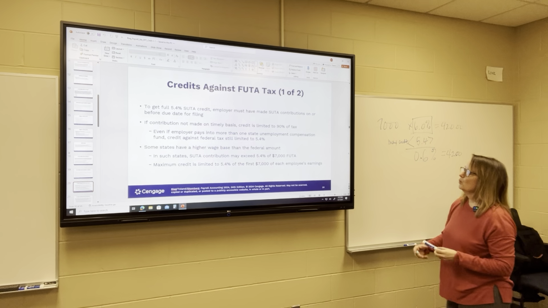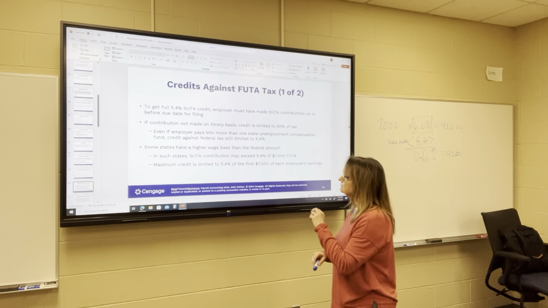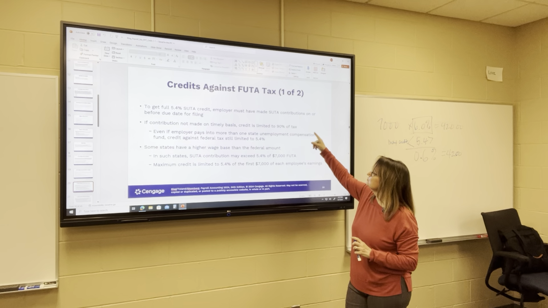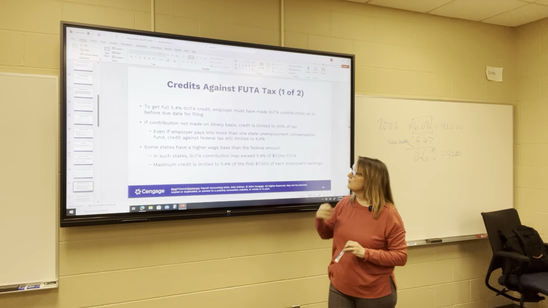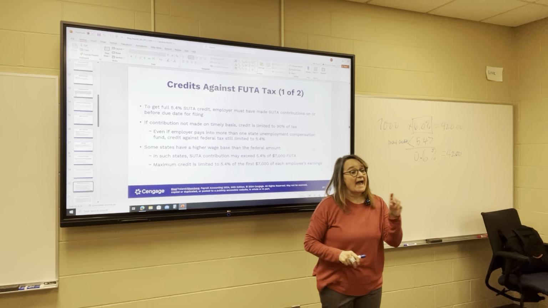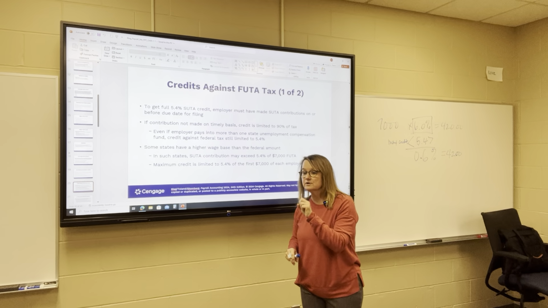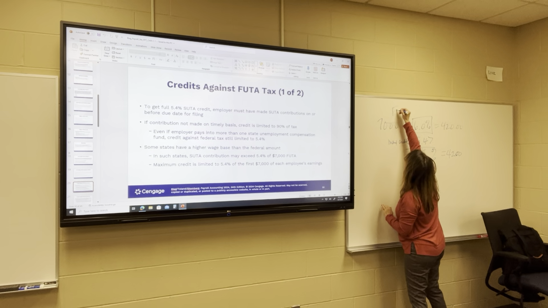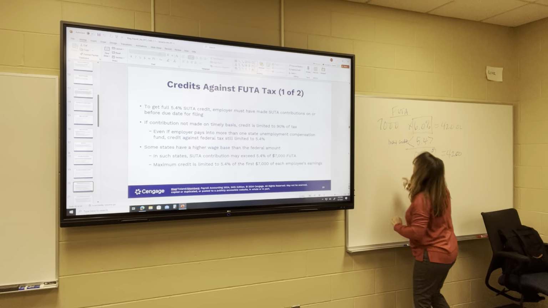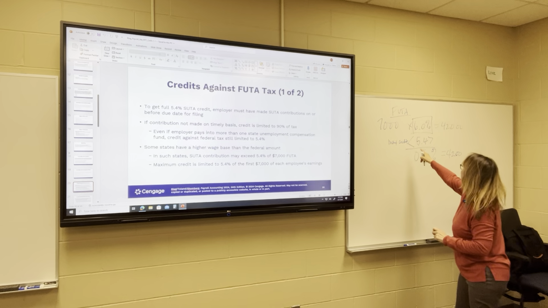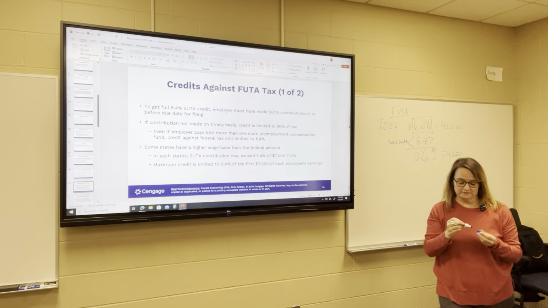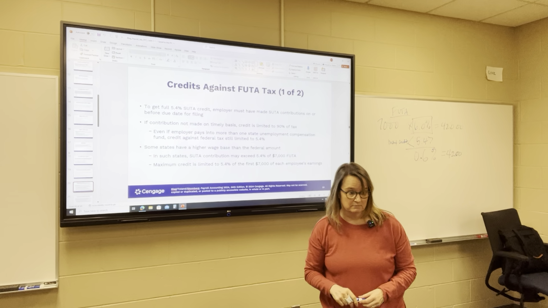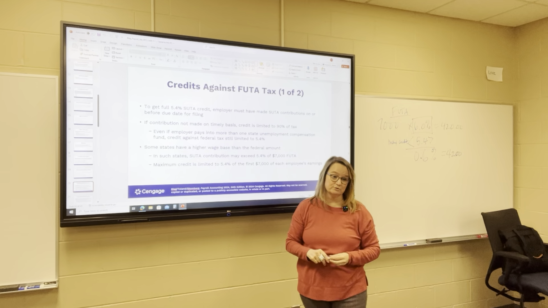All right. One of those factors is that the employer has to have made SUTA contributions on or before the due date for filing. They have to have contributed all of their SUTA taxes. Now, remember, I'm talking about FUTA taxes here. This is FUTA. But in order to get this 5.4, one of the factors that has to be met is they have to have paid all of their SUTA taxes on time. They have to meet the deadline for paying those SUTA taxes.